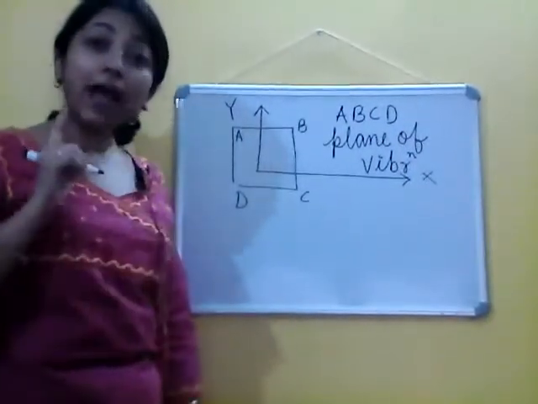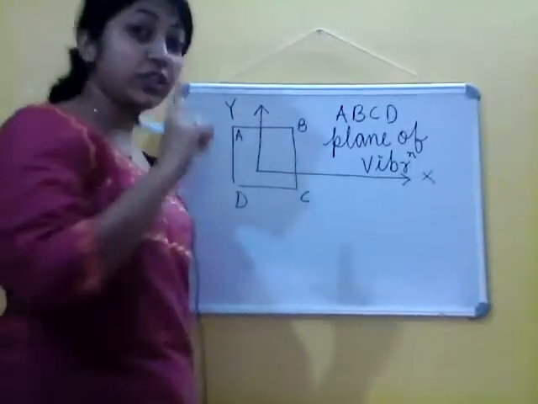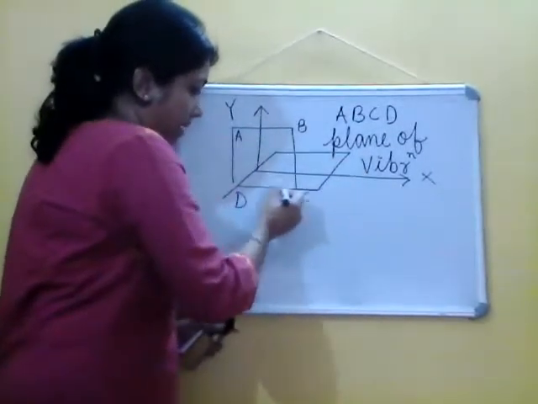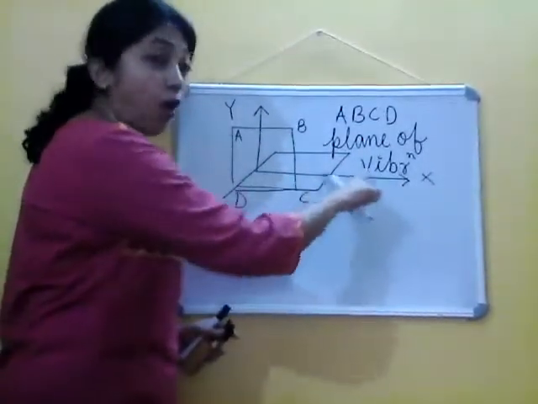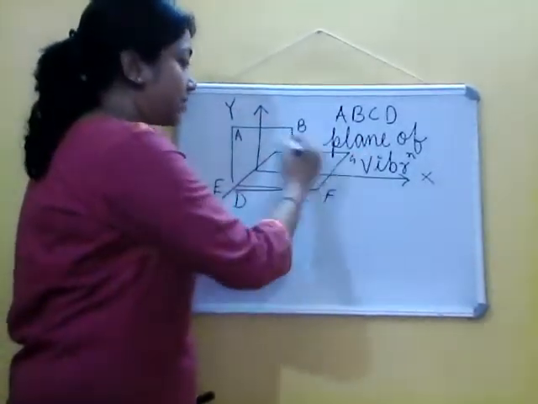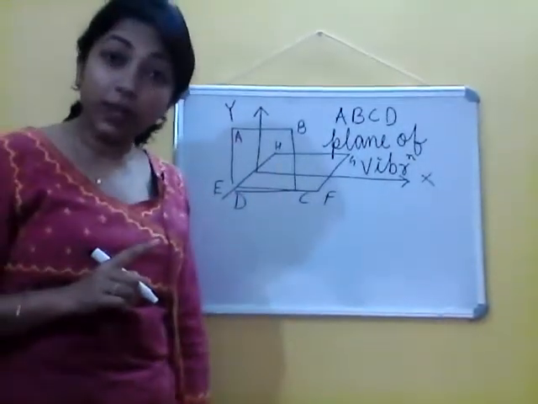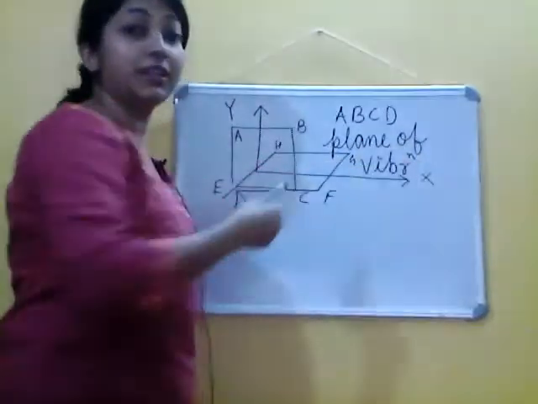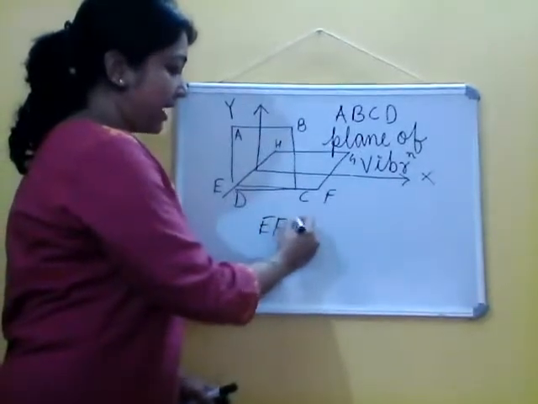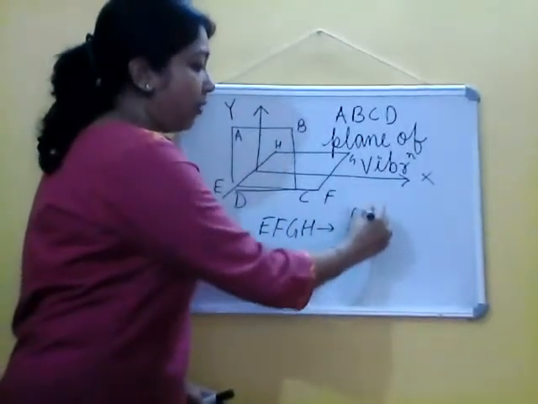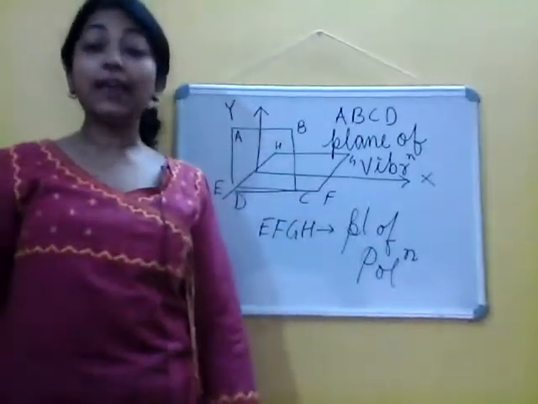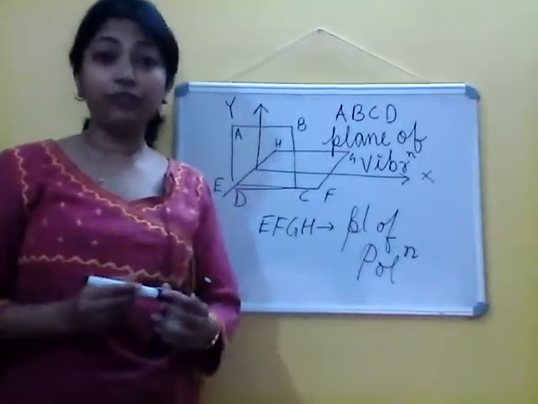On the other hand, I can also draw a particular plane which is perpendicular to this plane but is parallel to the direction of motion. Please note down this particular plane, say I have drawn it as EFGH. This EFGH is perpendicular to ABCD. However, it is parallel to the direction of propagation of light. This plane EFGH is called the plane of polarization.